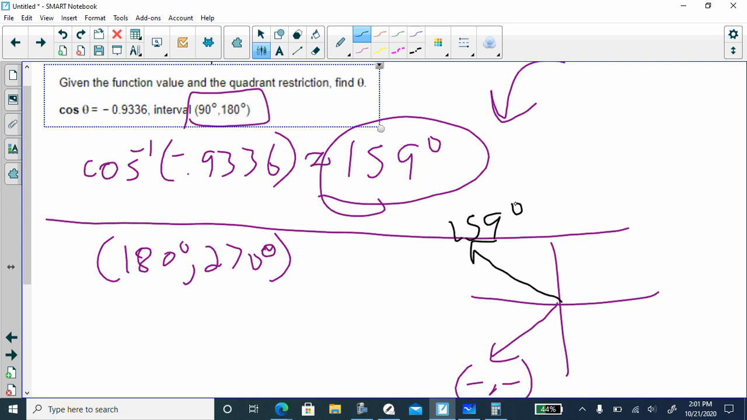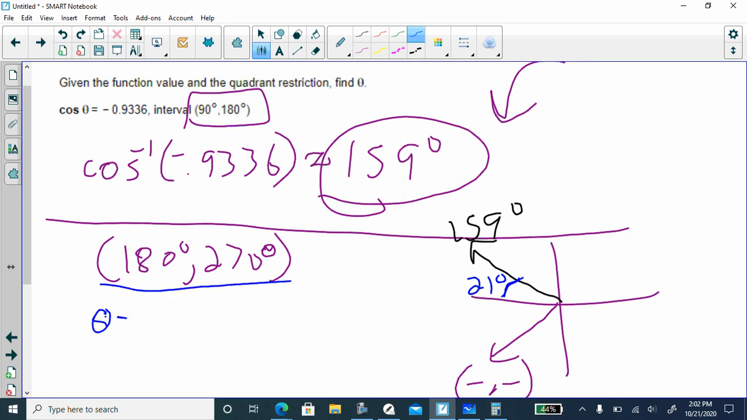If we take that away from 180, that'll give us our reference. So if we do 180 minus 159, we get a reference of 21 degrees. 159 is 21 degrees from 180, or 21 degrees from the horizontal. So if we're asked for an angle theta in the third quadrant that has that ratio, we want to know what angle in the third quadrant has a reference of 21 degrees.